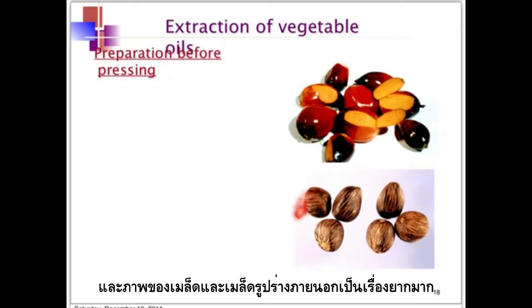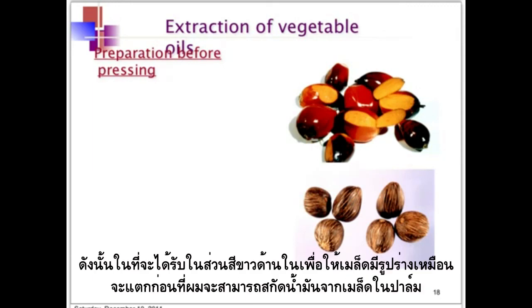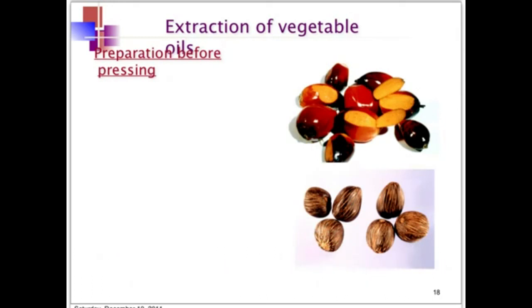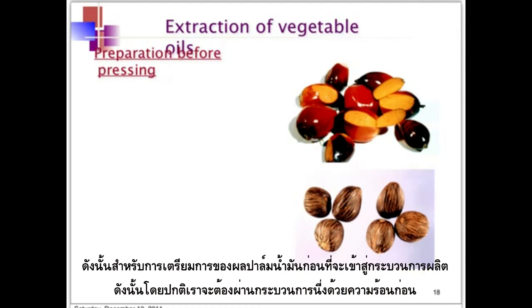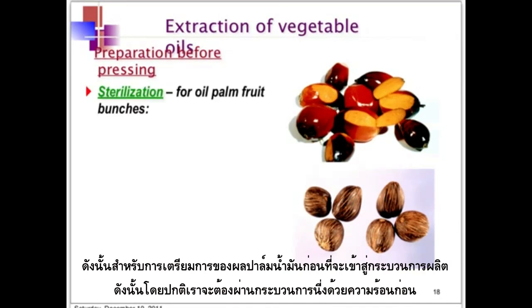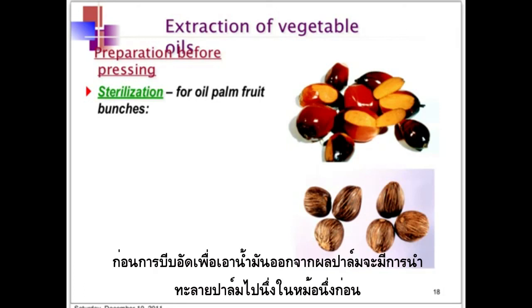And the kernel, the outer shell is actually very hard. So to get into the white flesh inside, the shell has to be broken before we can extract the oil from the palm kernel. So for the preparation of the oil palm fruits before processing, usually we will go through the sterilization process. Before pressing out the oil from the oil palm fruits, the first step is the sterilization process.